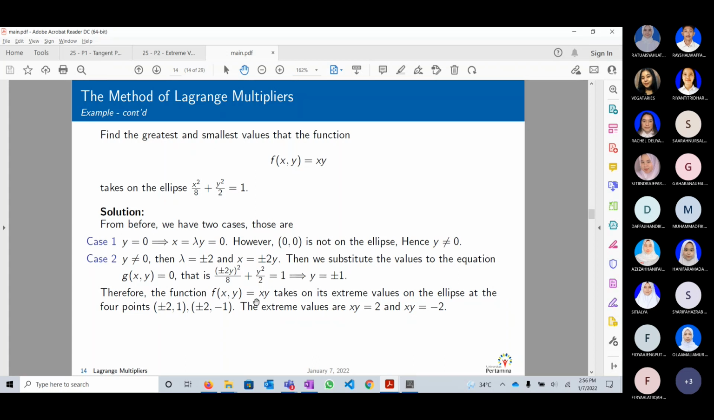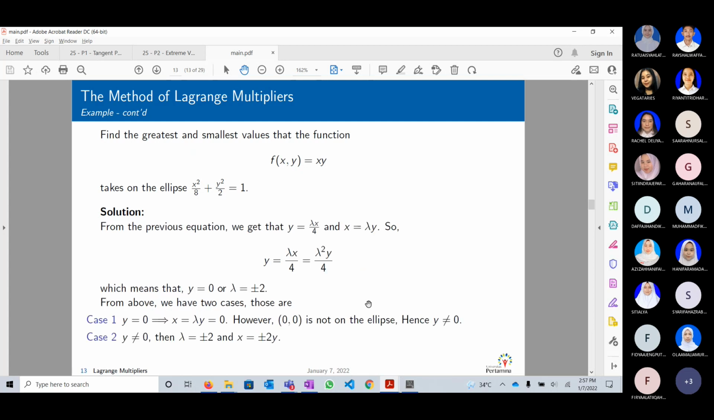Therefore, the function f takes on extreme values on the ellipse at the 4 points, basically. X is plus minus 2, y is 1, and then plus minus 2, y is minus 1. And the extreme values are actually xy equals to 2 and xy equals to minus 2. Jadi prosesnya seperti itu, ya.